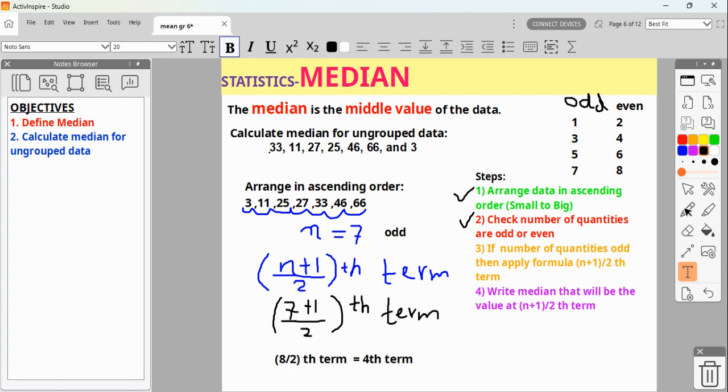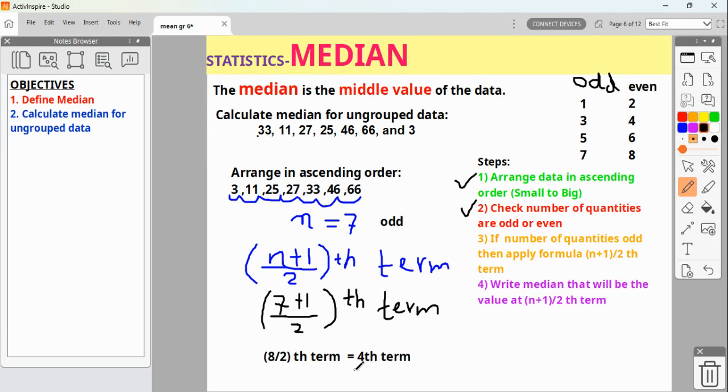Fourth term means median is not 4. Remember this. Median is fourth term. So check which term is written at fourth number in our arranged data. You must arrange the data. If you are not arranging data, your answer will be wrong. So 3 is written at first term, second, third. Let me take this highlighter.